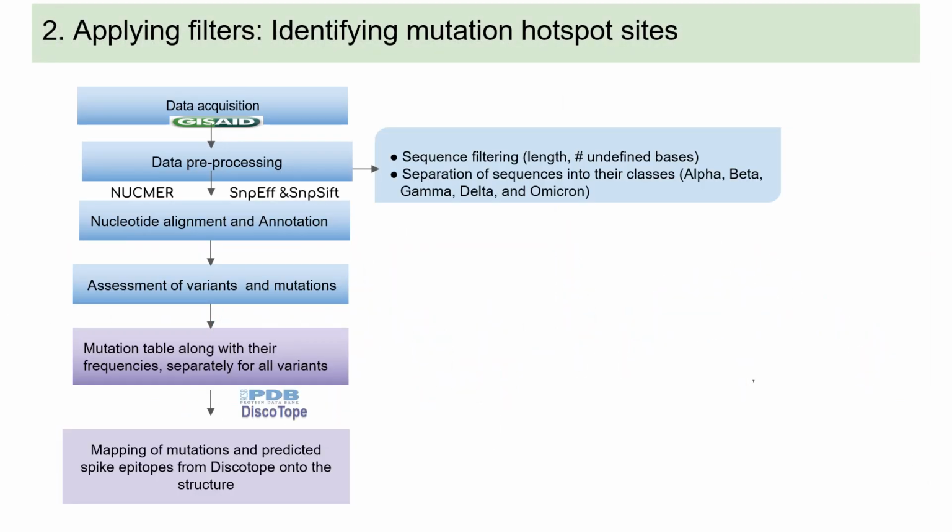The second set of filters we used was to identify the hotspot mutation sites, for which we downloaded data from GISAID, followed by data preprocessing, nucleotide alignment, and annotation. After that, we assessed the variants and the mutations and plotted their mutation frequencies, represented by the stem plot and a heat map. And lastly, we mapped all these mutations and predicted spike epitopes from DiscoTope on the structure.